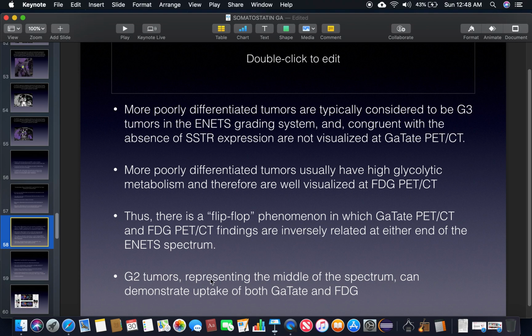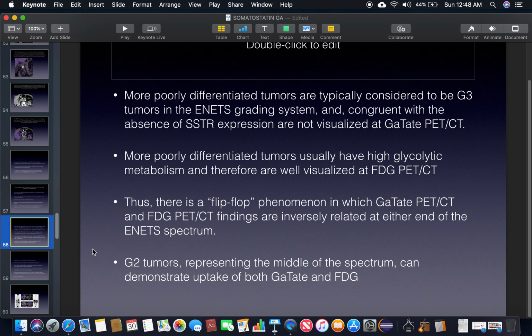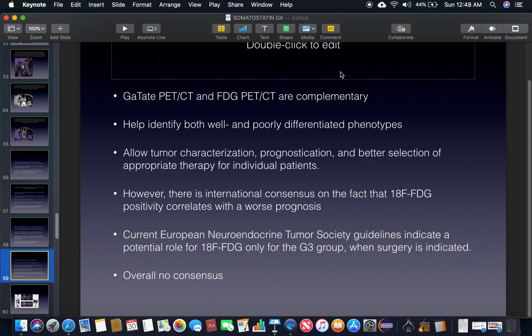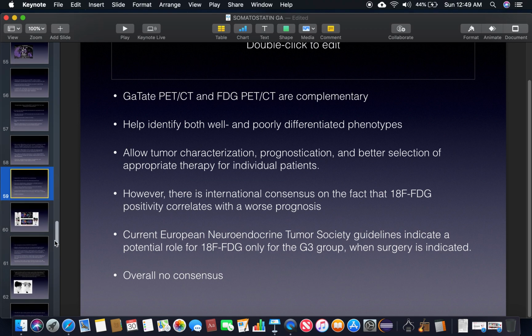G2 tumors, on the other hand, are in the middle of the spectrum, and they can be seen both on the gallium Tate and FDG. So these two modalities are complementary, and please understand the biology of this tumor. It can be extremely aggressive, or it can be indolent. It can be very well differentiated or poorly differentiated, and so the current European Neuroendocrine Tumor Society guidelines say that 18F FDG has a role only in G3 group where surgery is indicated. However, there is no overall consensus on some of these issues.